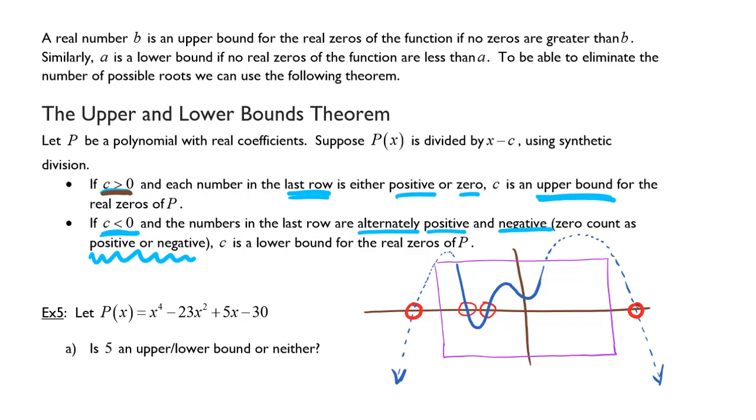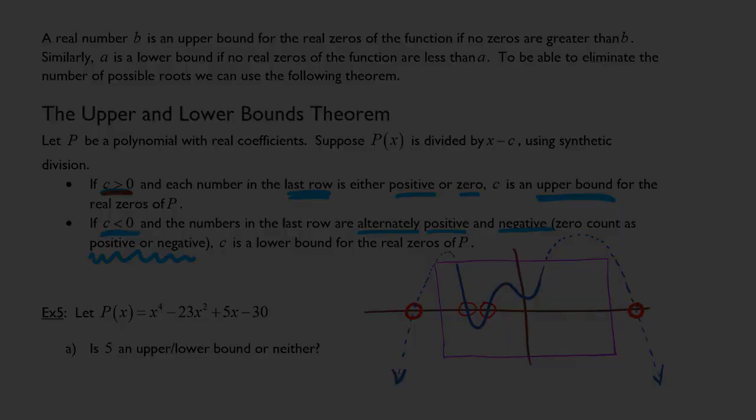When it comes to using your calculator, I would say the upper and lower bounds theorem is going to be the most valuable to you to make sure that you've checked for every single possible real 0.